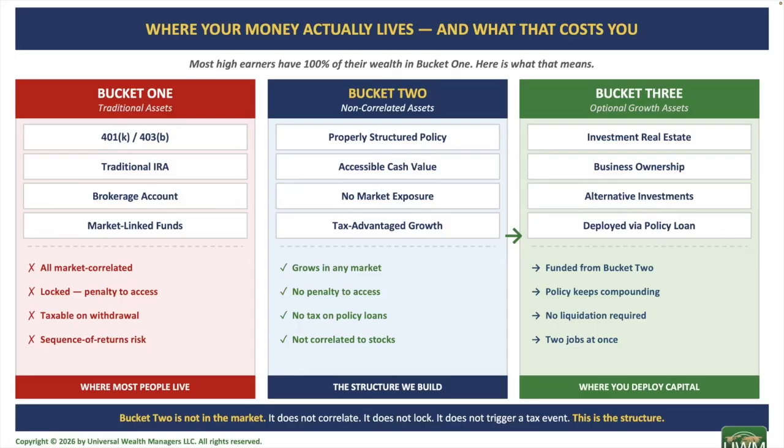Bucket 3, optional growth assets. Real estate, a business, alternative investments. These are the moves you make with capital from Bucket 2 without interrupting Bucket 2 compounding. This is the structure we built for you.